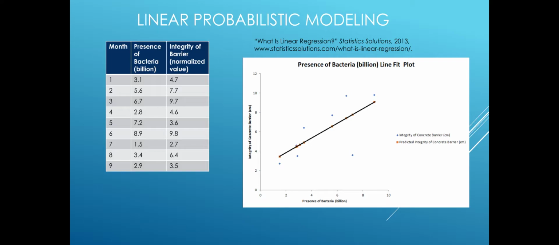Another thing we can do is figure out the strength of it. So if we have 2 billion bacteria, are we going to have 4 centimeters? Are we going to have 6? Are we going to have 8? Are we going to have 10? Does it change by 8? Does it change by 4? That's what we can determine.